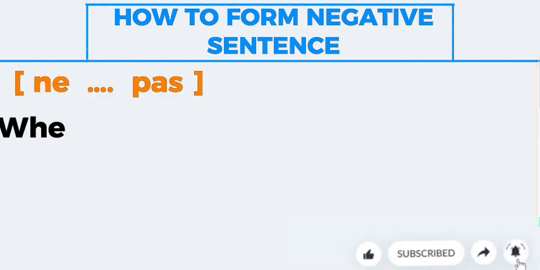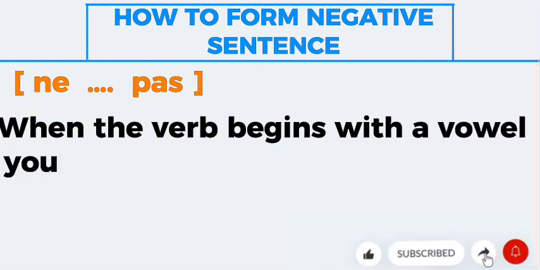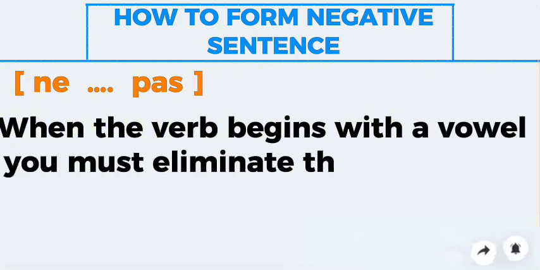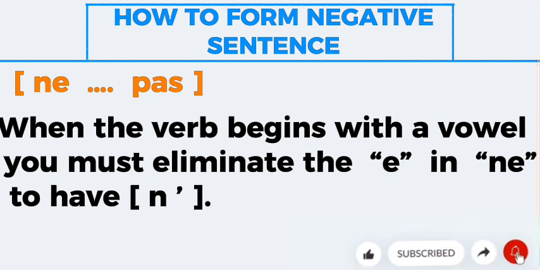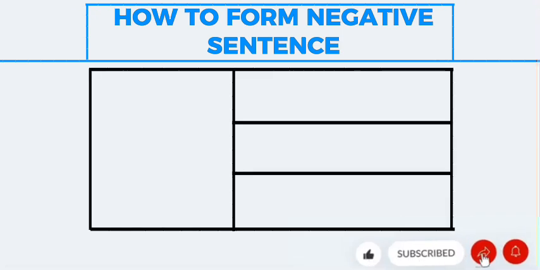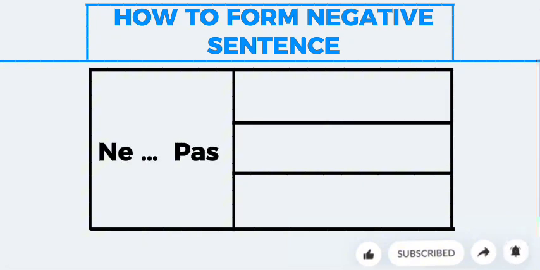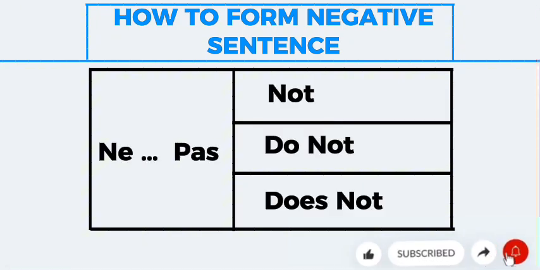Anyway, when the verb begins with a vowel, you must eliminate the e in the ne so that you would have an apostrophe. Ne pas is translated in English as do not or does not.